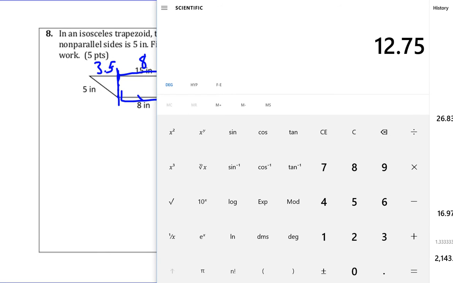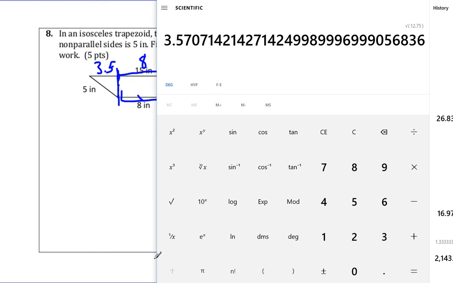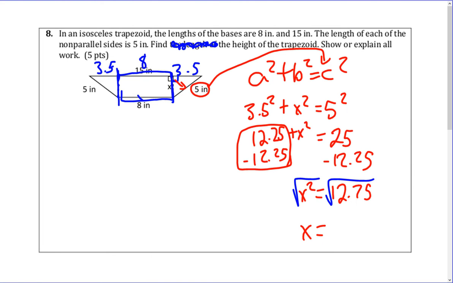All right. Now we can square root it. Let's do that. And that gives us x equals, big ugly mess, 3.5707 and so on. 3.57, I say, is good enough, inches.